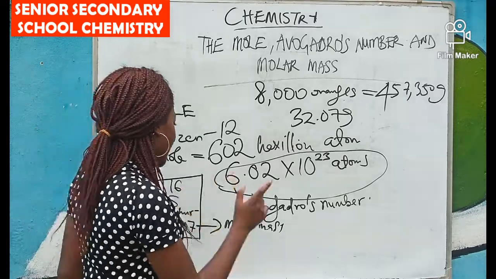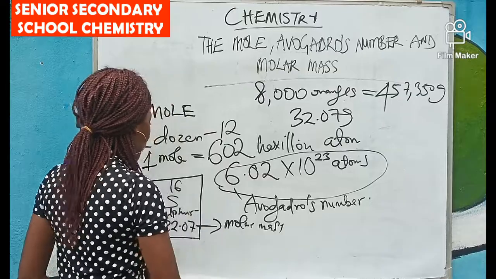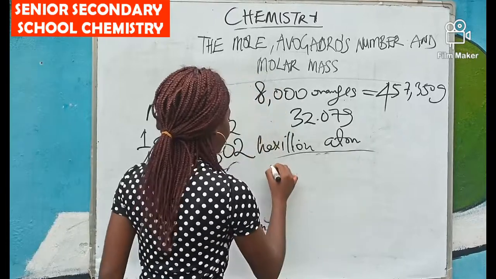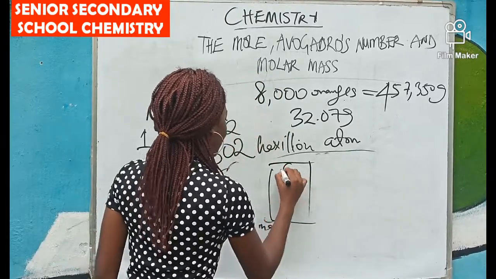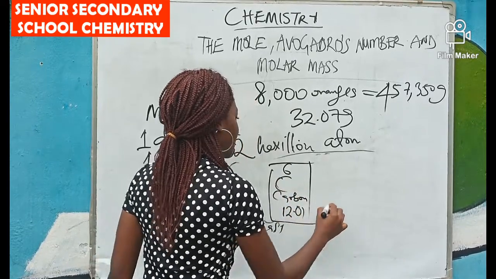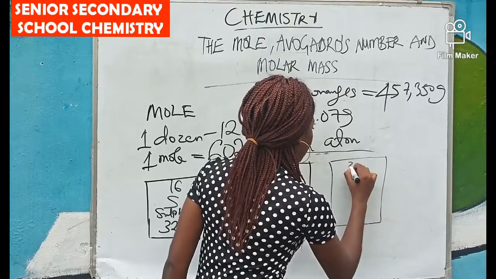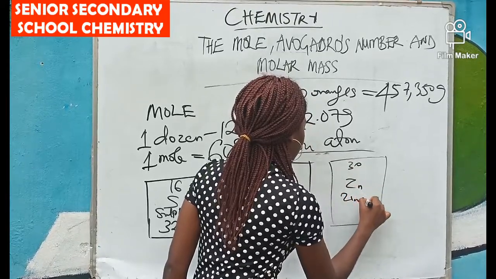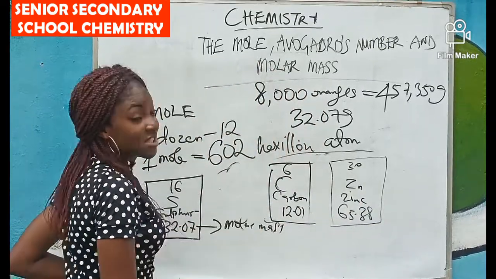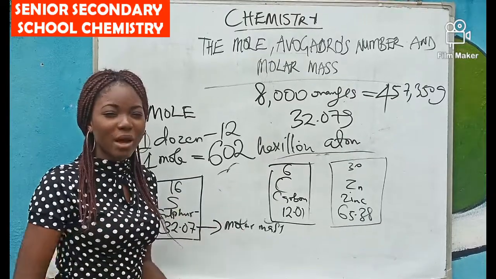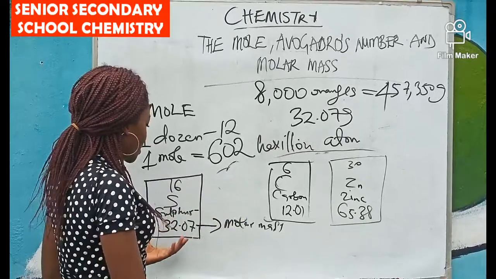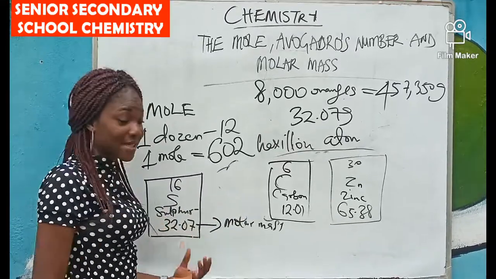Now, if we go to the periodic table also, we're going to see other elements like carbon, zinc. So it's all in the periodic table. Instead of worrying about the molar mass or how to obtain the weight in gram, if you just go to the periodic table, you see it there.